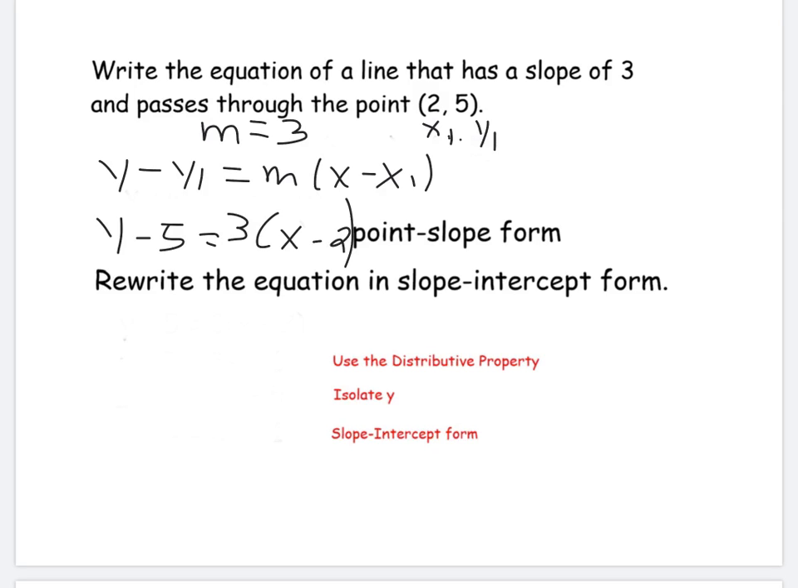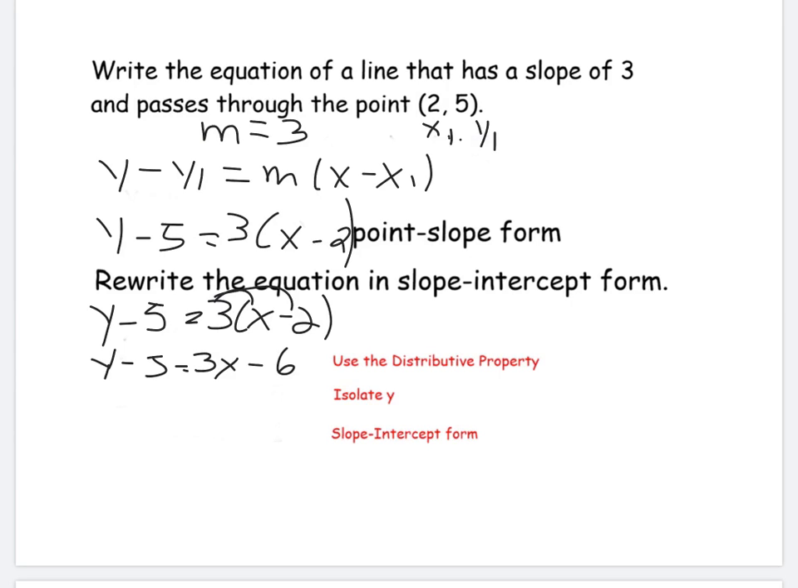Sometimes you will be asked to take that equation from the point slope form and rewrite it into the form that's easier to graph, which would be the slope-intercept form. So to do that, you want to start by using the distributive property. So if you're starting with the point slope equation, y minus 5 equals 3 times x minus 2, I want to use the distributive property and distribute the 3 to both numbers that are inside the parentheses. So I would have y minus 5 equals 3 times x, which is 3x, minus 3 times 2, which is 6.